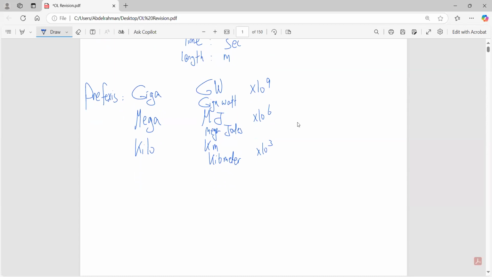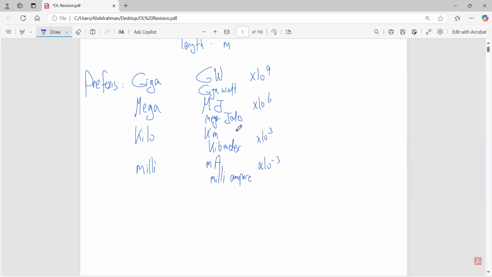Then if we have something less than the meter, less than centimeter, for example millimeter, milli, one of the more commonly used, which is a small m. For example, milliampere, mA, small m is milli. What is milli? It's times 10 to the negative 3, or divided by 1000.